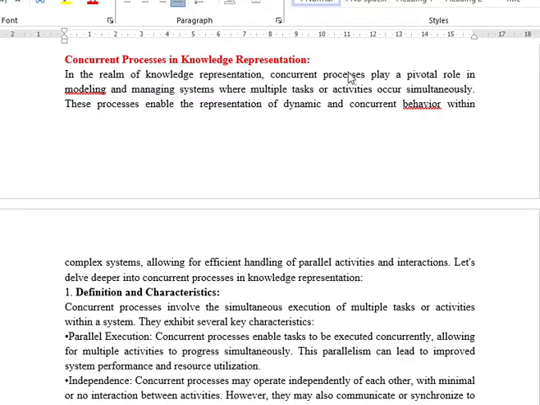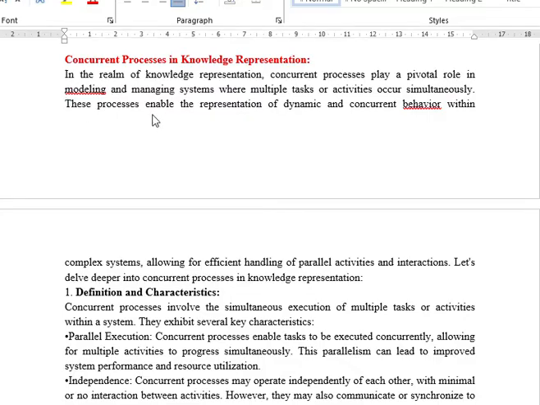Concurrent processes play a pivotal role in modeling and managing systems, or things, where multiple tasks or actions occur simultaneously. So multiple tasks or multiple events will be performed simultaneously, means at the same time, at one unique time, all the multiple tasks or activities will be performed.